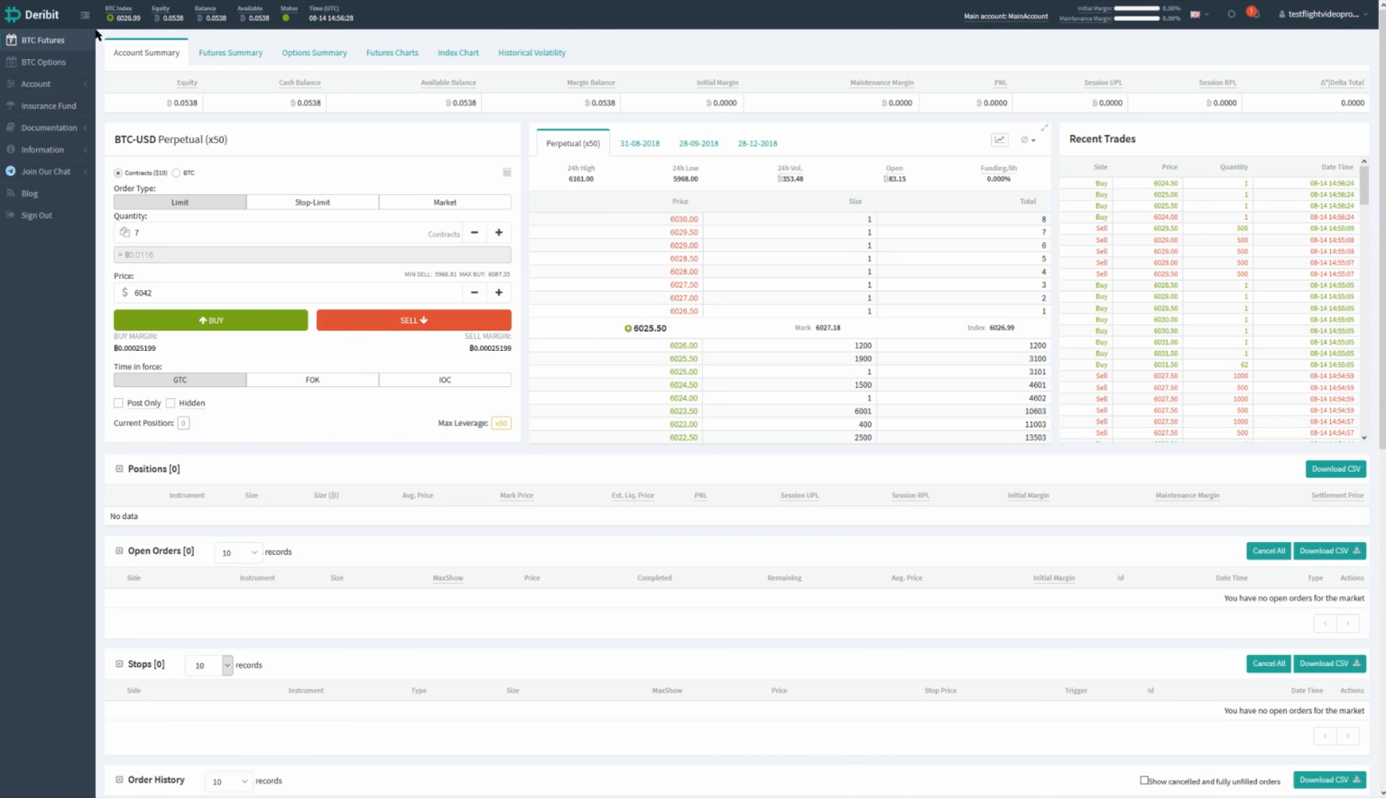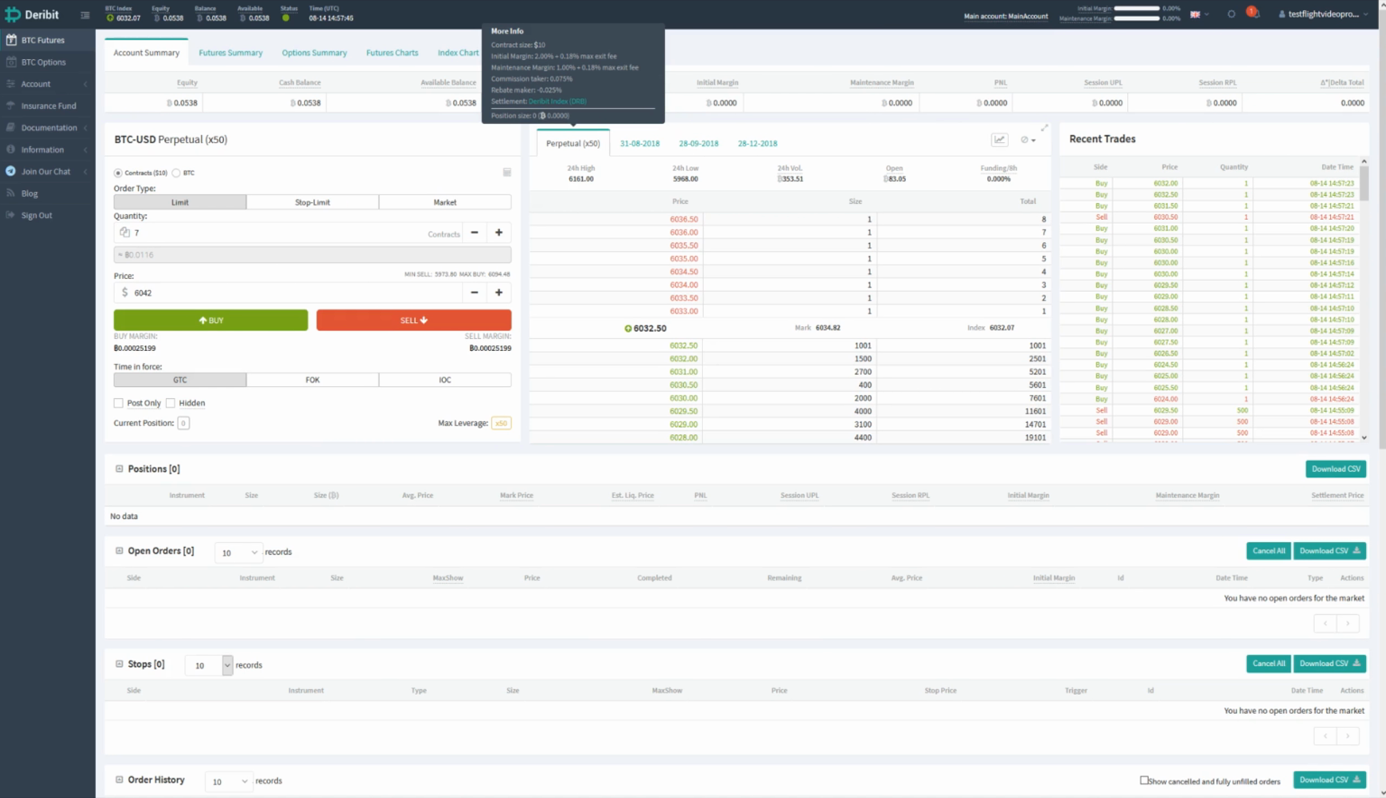In addition to the fixed expiration futures offered, Deribit now offers a perpetual swap contract. Available on the top left of the screen in the main menu under BTC Futures, the different contracts are selectable in the center of the screen with perpetual swaps on the left.